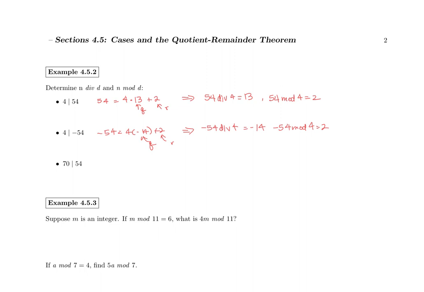And lastly, we had 70 divides 54. That's where we had 54 equals 70 times 0 plus 54, where 0 is our q and 54 is our r. So we end up with 54, oops, I wrote 70. 54 div 70 is equal to 0, and 54 mod 70 equals 54.